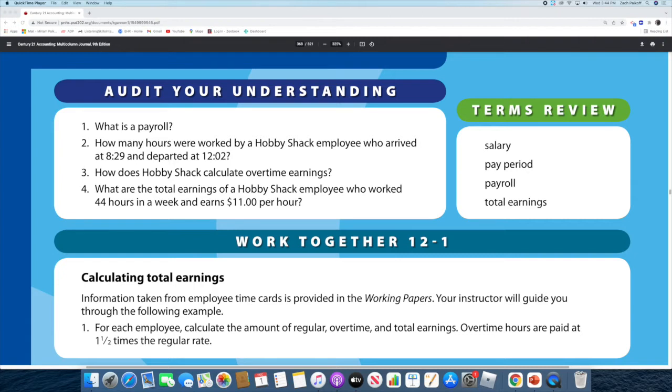So the instructions say information taken from employee time cards is provided in the working papers. Your instructor will guide you through the following example. Number 1, for each employee, calculate the amount of regular, overtime, and total earnings. Overtime hours are paid at 1.5 times the regular rate. Alright, so now that I've read over the instructions, let's jump right into the 12-1 work together.